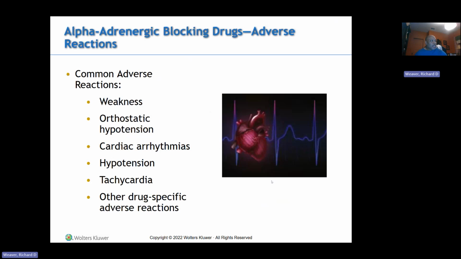All right. Now, some of the adrenergic blocking drug adverse reactions. These are some of the common ones. The patient can experience weakness. The patient can also experience orthostatic hypotension. What that means is when a person goes from a lying position, we take the blood pressure, and they go to a sitting position, we take the blood pressure, and then they stand, we take the blood pressure. And you don't want the blood pressure, especially the top number, the systolic number, to drop more than 20 points.